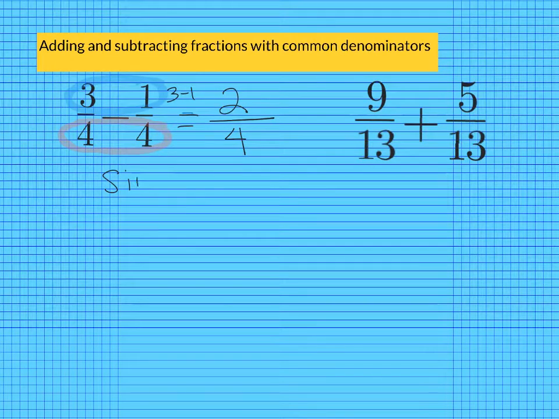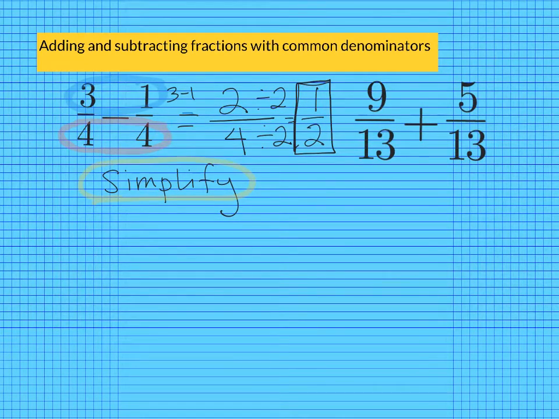We need to simplify this fraction. So what can I divide both the top and the bottom by? Well, hopefully you can see that I can divide them both by 2. And when I do that, 2 divided by 2 equals 1, 4 divided by 2 equals 2. So my answer, simplified, is 1/2. So I wanted to point that out, that it's really important that we simplify any answers we have.